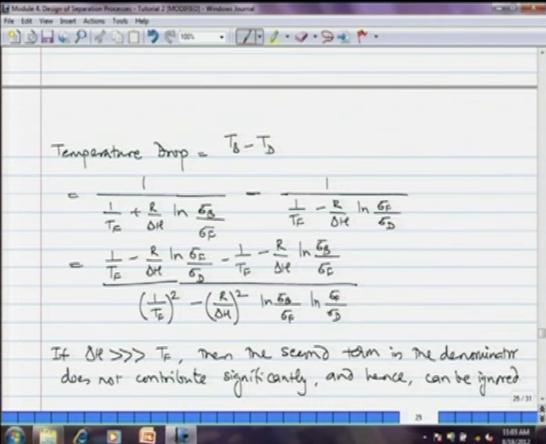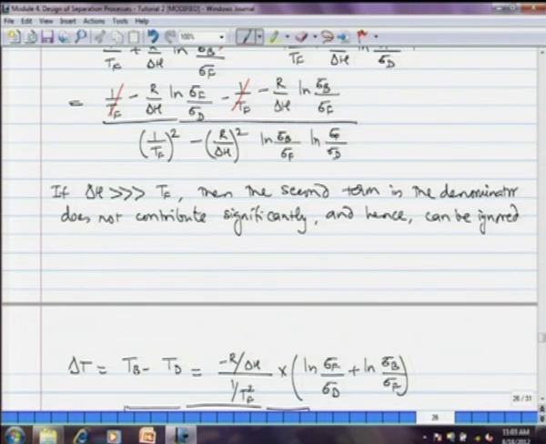We multiply the numerator of expression 1 by the denominator of expression 2 and then vice versa, the numerator of expression 2 by the denominator of expression 1, simple manipulation of fractions. Then we have 1 by Tf minus R by delta H into ln sigma F by sigma D, minus 1 by Tf minus R by delta H into ln sigma B by sigma F. So this cancels off, 1 by Tf goes off. When you multiply denominators, you have 1 by Tf square minus R by delta H square into ln sigma B by sigma F into ln sigma F by sigma D.